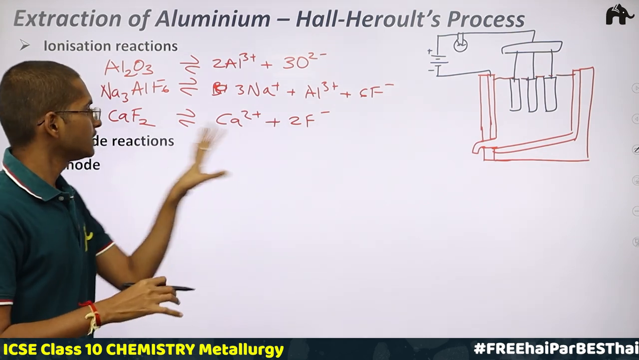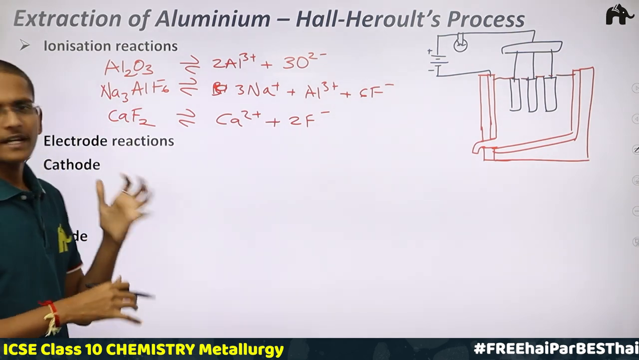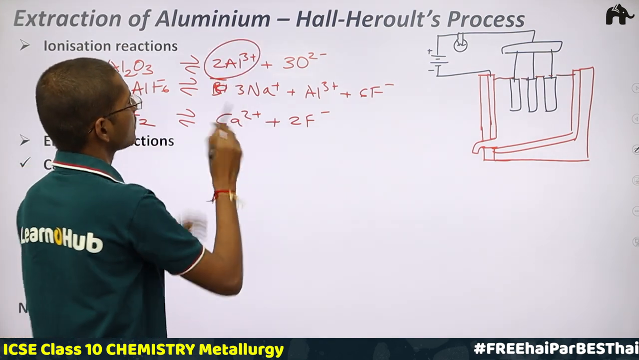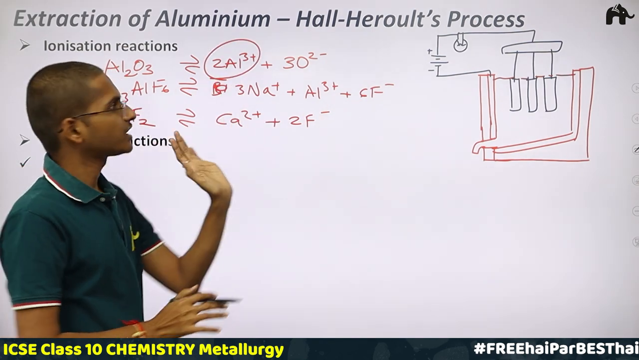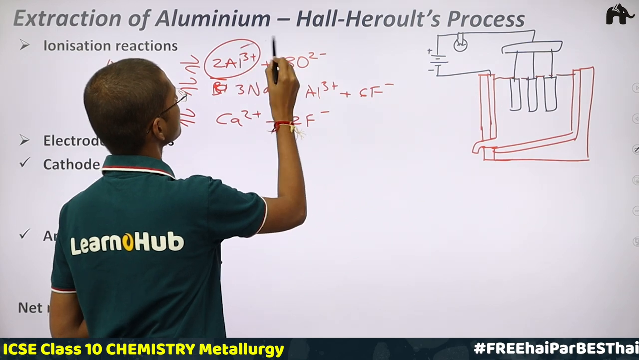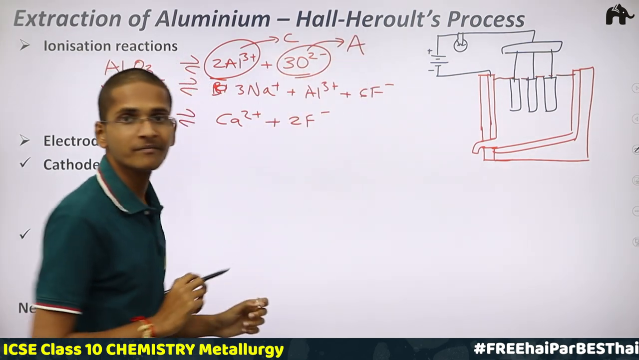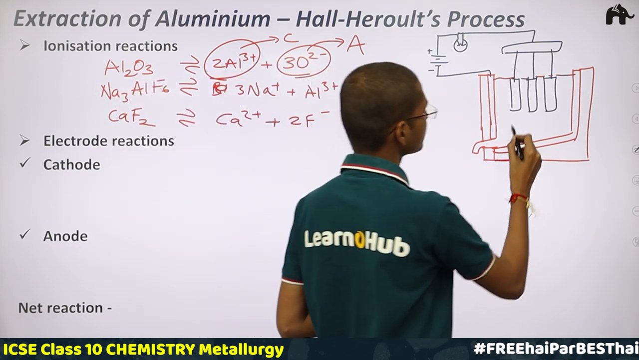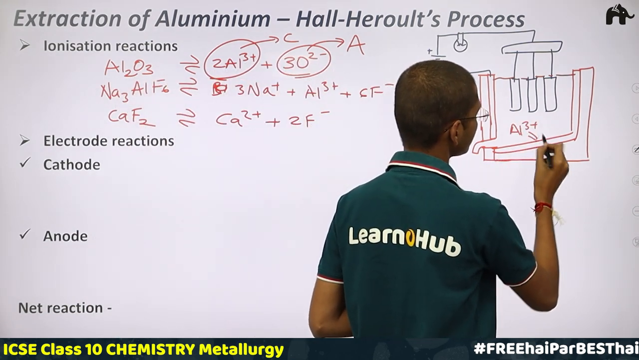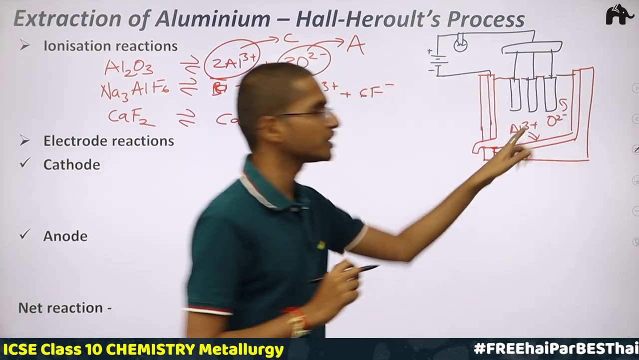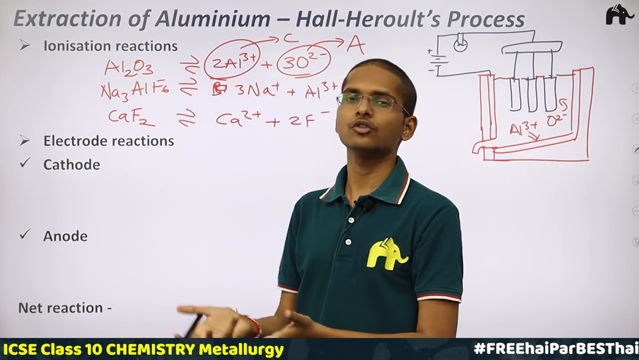Then moving ahead, electrode reactions. What you simply have to remember is that, out of all the ions present in this electrolytic mixture, aluminium ions get discharged at the cathode and oxide ions get discharged at the anode. Aluminium ions move towards the cathode and get discharged there. Oxide ions go towards the anode and get discharged there. Now, how they get discharged, we all know.